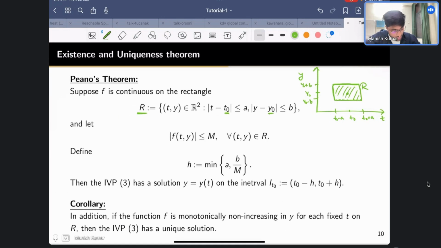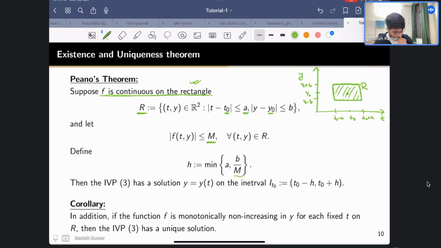Okay, so we have this domain, and what are our assumptions? That this function f should be continuous on this rectangle. Now, when it is continuous, any continuous function on a bounded domain is bounded. So M is the bound, and this M exists from this assumption as well. Now you define h to be the minimum of a and b by M.